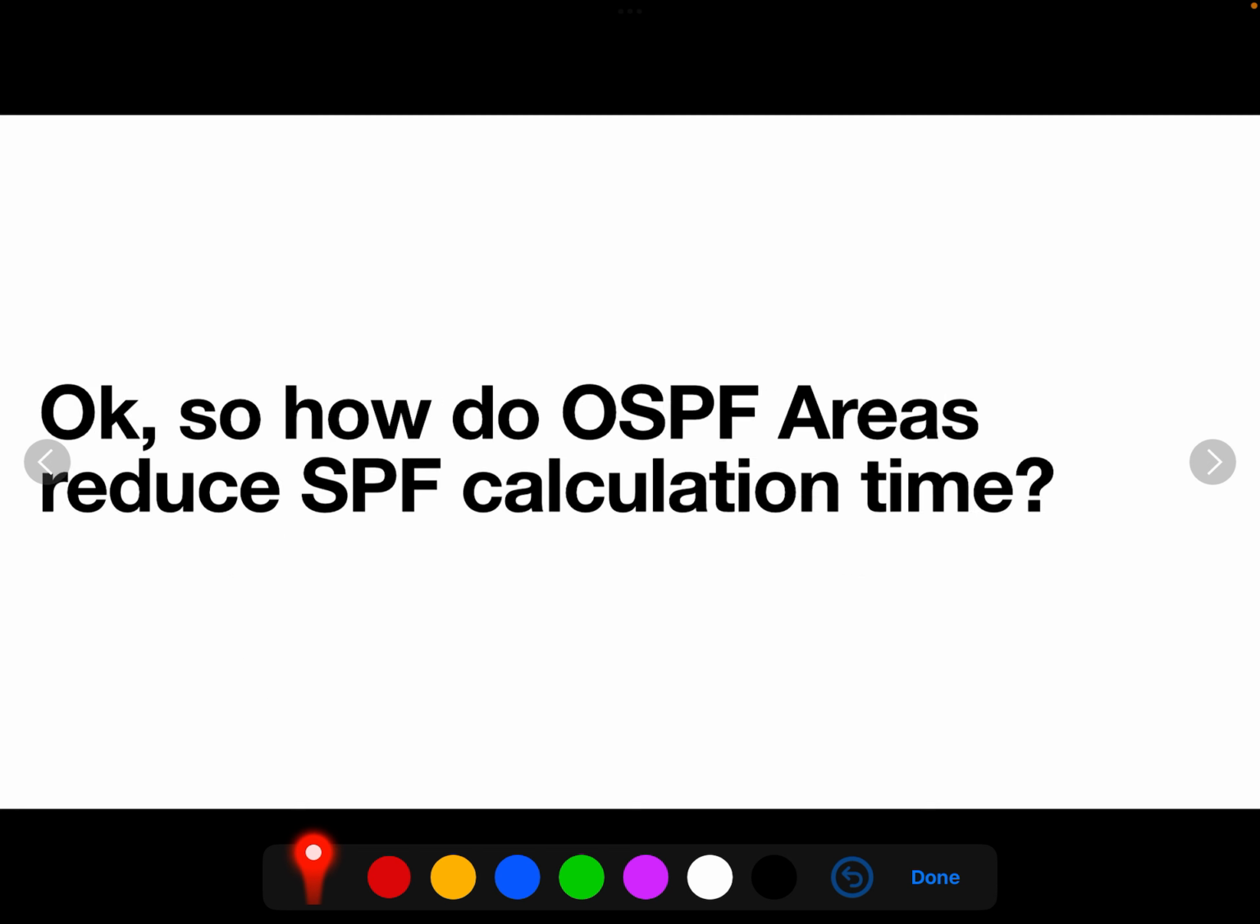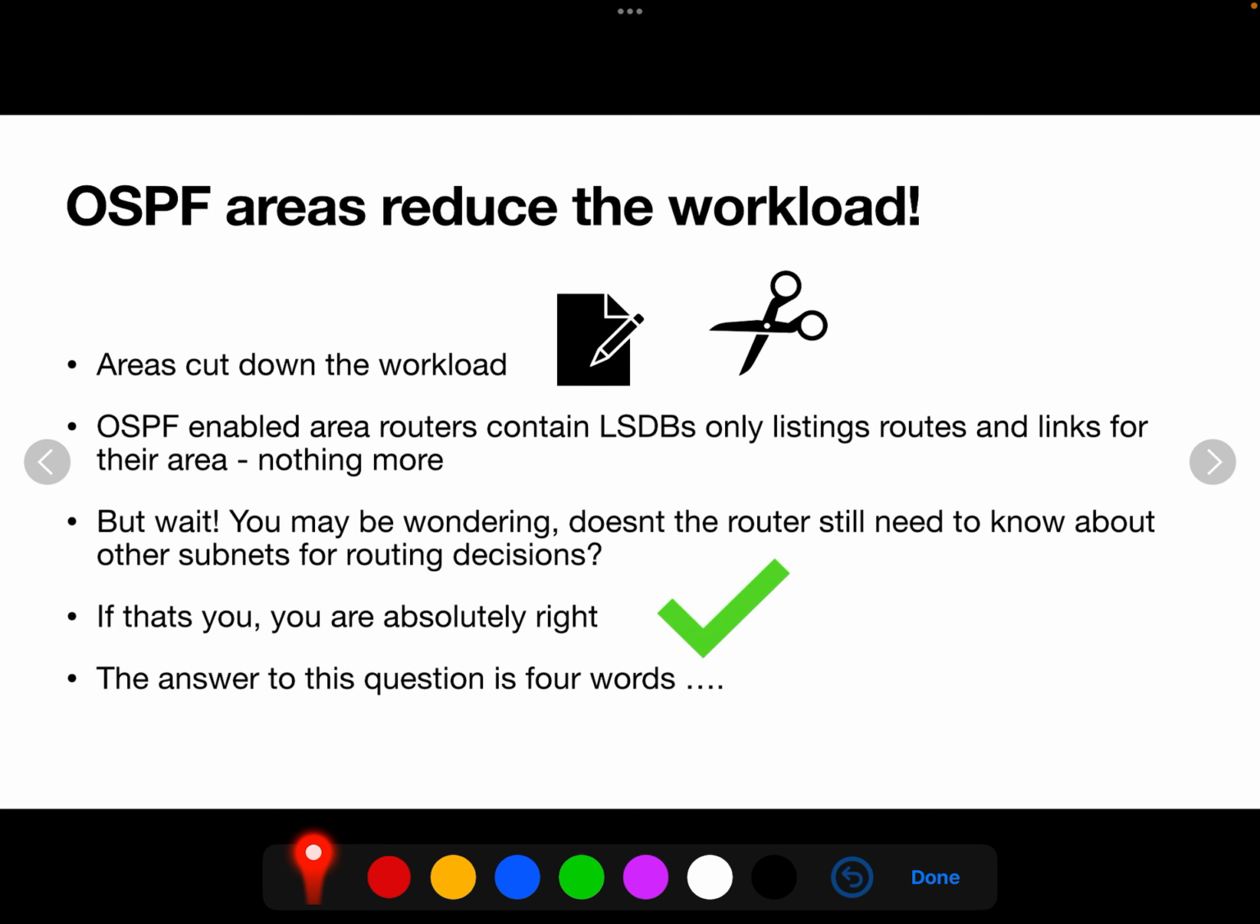So how do OSPF areas then reduce the SPF calculation time? You might be wondering this. It's a very good question. Areas cut down the workload. Essentially, they cut down the workload.